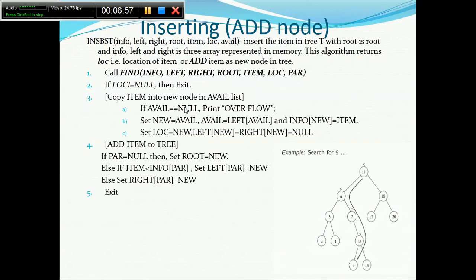Insert the item in a tree T with root as root, and info, left, right is a three-array representation in the memory. This algorithm returns the LOC, that is the location of the item, or adds the item as a new node in the tree.